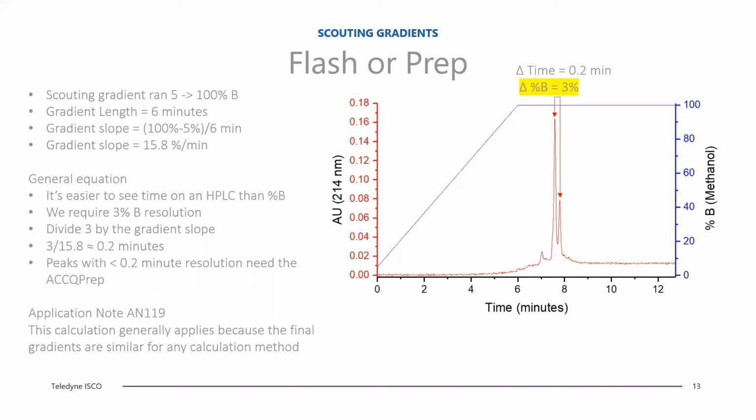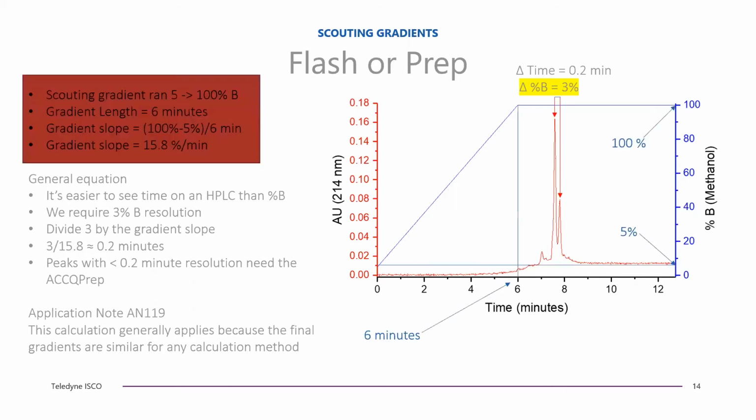Our experiment with the capsaicin showed that, with that gradient on HPLC, we need more than 0.2 minutes resolution to resolve the compounds on flash chromatography. We can make the equation general for any LC system by converting the difference in time to a difference in %B. If we are in the linear region of the scouting gradient, we can convert the difference in time to a difference in solvent composition.